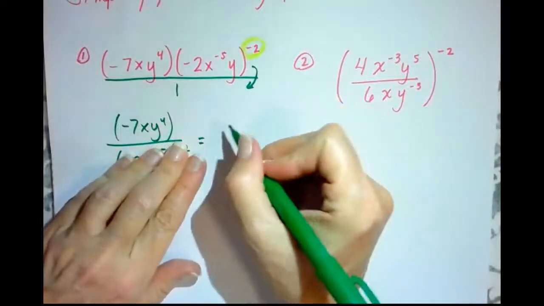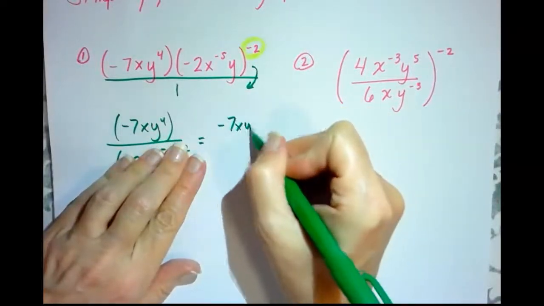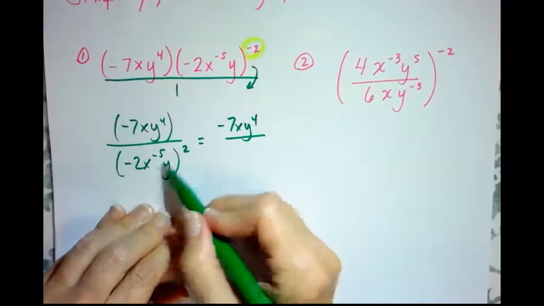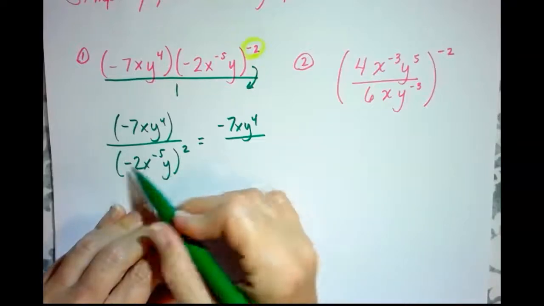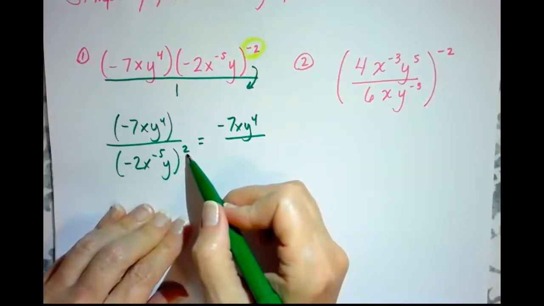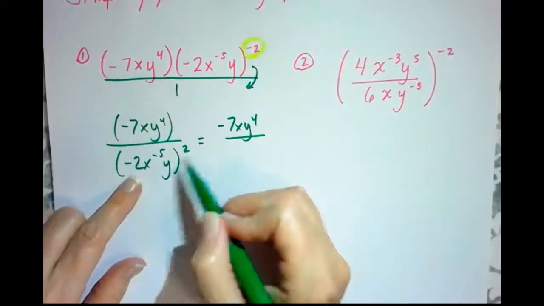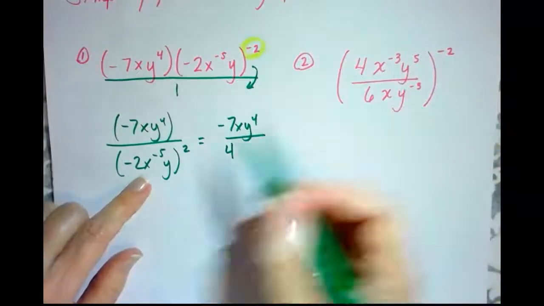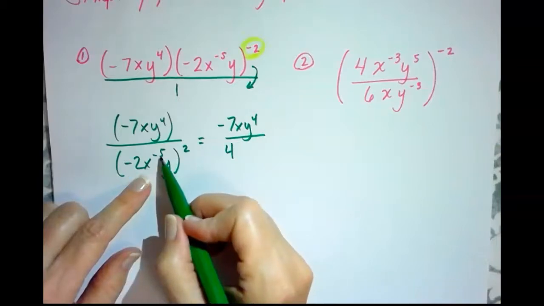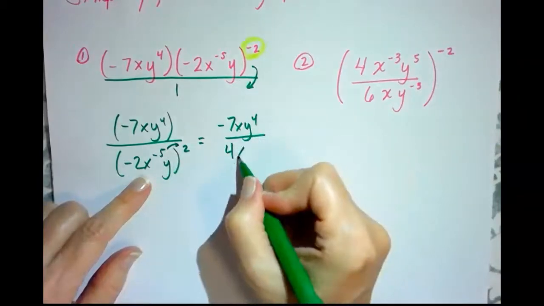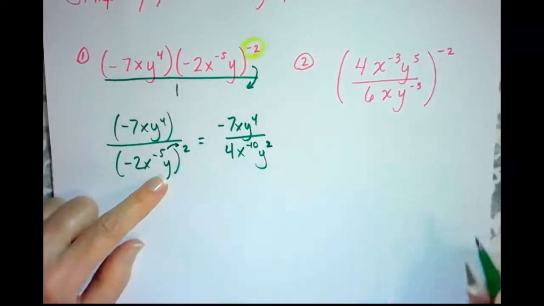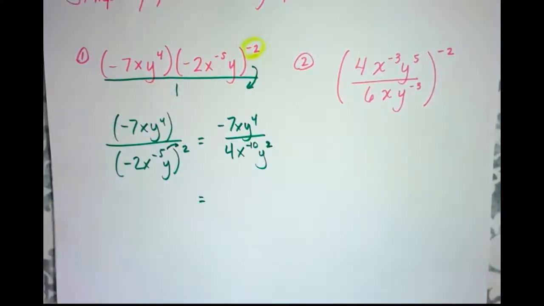The numerator is going to stay exactly the same, and really we don't need the parentheses anymore. In the denominator, this is a power being raised to a higher power, so everything inside is about to be squared. So negative 2 squared, that's negative 2 times negative 2, that's 4. X to the negative 5th squared, power to power, multiply. Y squared. Now we just need to follow the properties for exponents and we need to simplify.